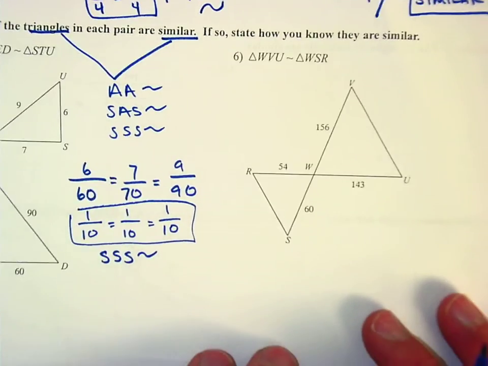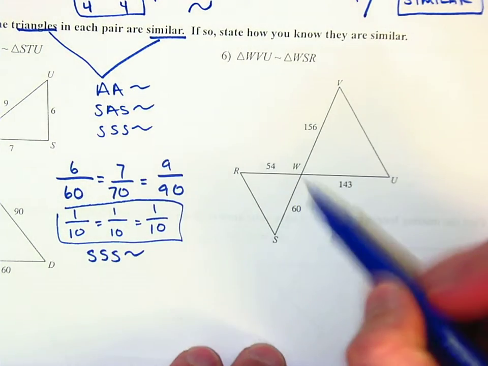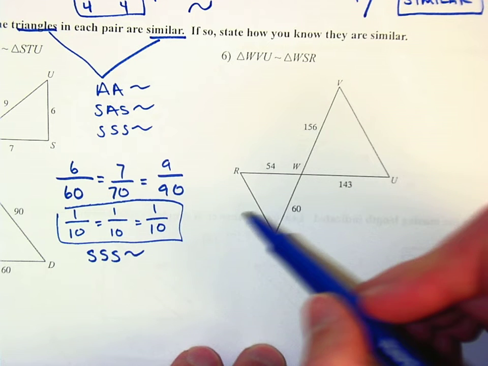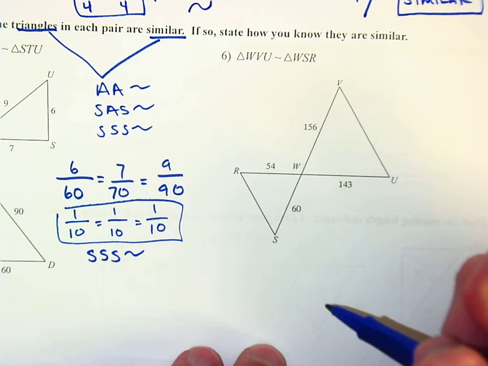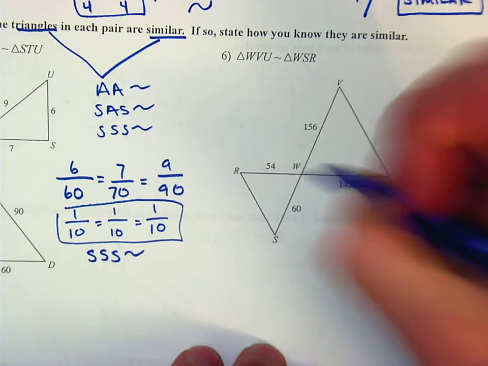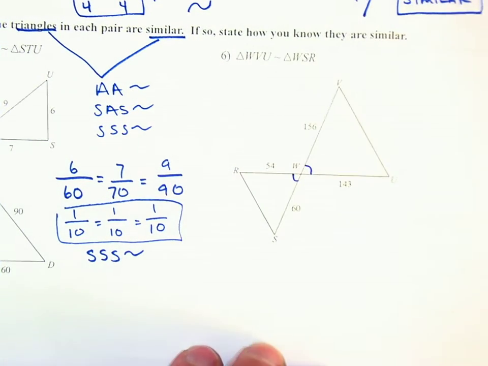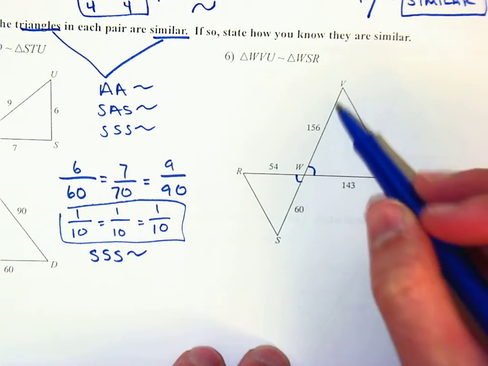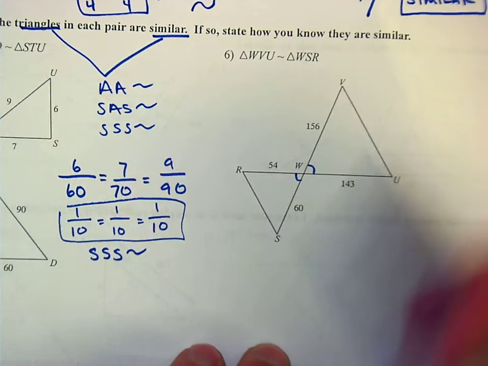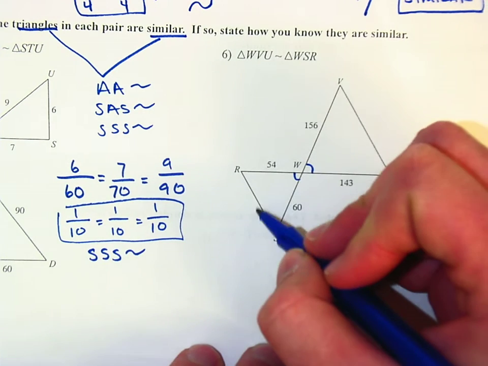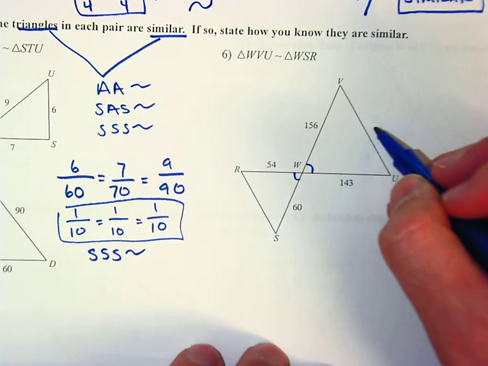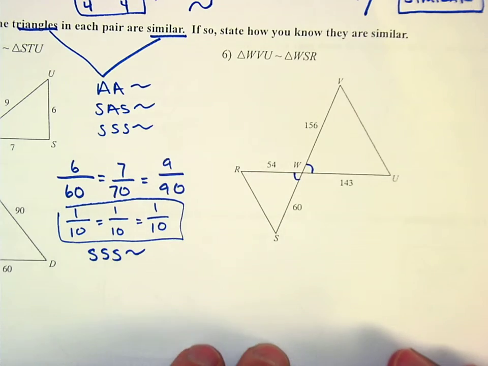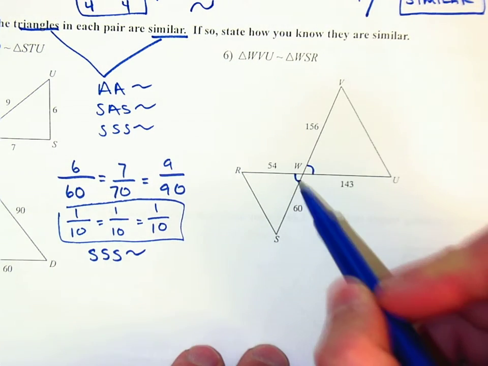So let's look at number 6. We have a side and a side, but we don't have the third, so it's not side, side, side. We do notice, though, that we have this vertical angle here. Now we might be tempted to think it's angle, angle, but in order to find any other congruent angles, we would need the measure of one, or we would need to know that these two lines are parallel, but they're not. So we're looking for side, angle, side.